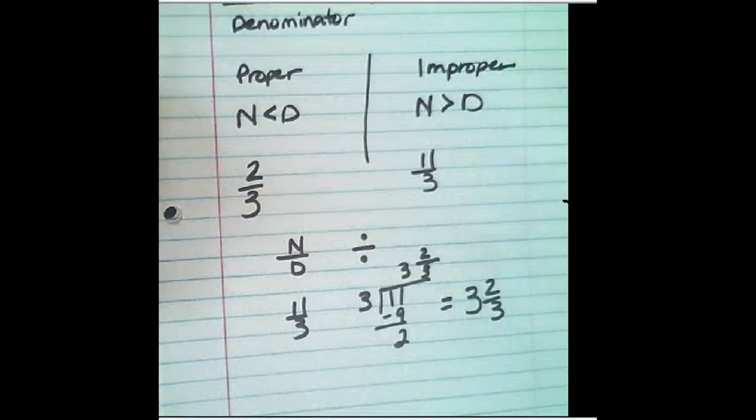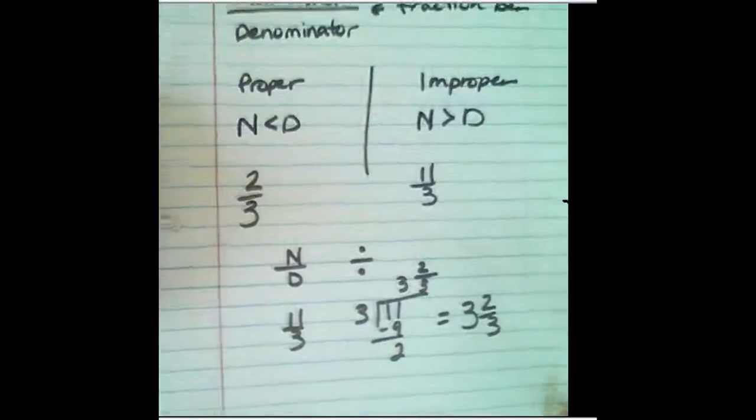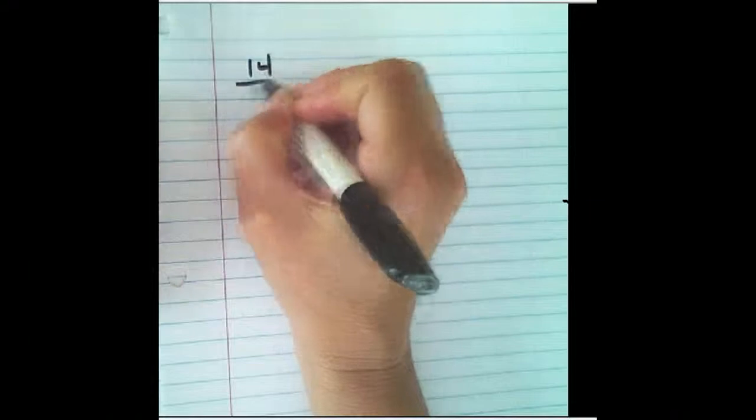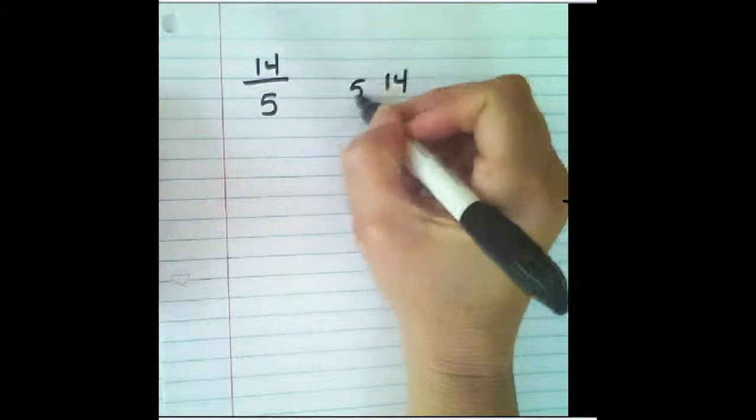I'm going to have you do some problems to practice that along with me. So if you'll take out a piece of paper, you can try some of these with me. Let's look at 14/5. We know that's an improper fraction because 14 is greater than 5. We also know that it's a division problem because of the fraction bar. So we have 14 divided by 5.